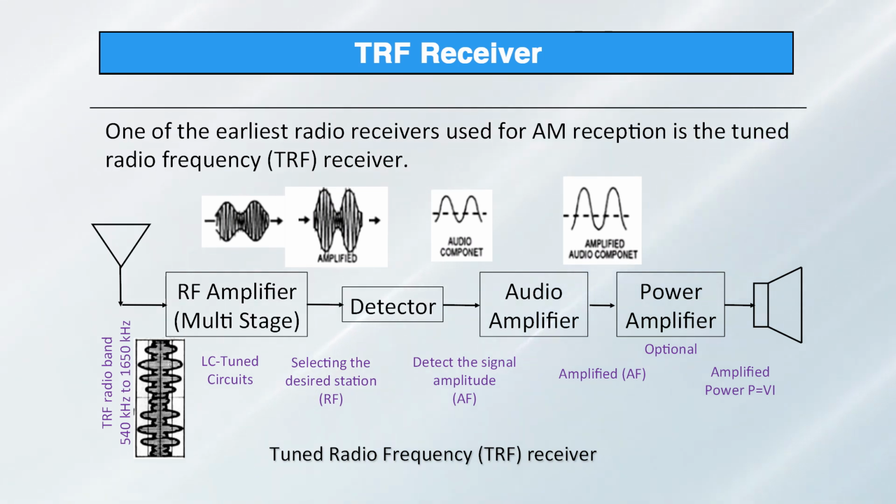The audio amplifier stage in the TRF receiver amplifies the weak audio signal extracted by the detector to a level suitable for driving a speaker or headphone. The function is to increase the amplitude of the audio signal to an audible level without introducing significant distortion, and to provide sufficient power to drive a speaker or headphone transducer. The characteristic is that it typically operates in the audio frequency range of 20 Hz to 20 kHz and has a linear response to faithfully reproduce the audio signal.